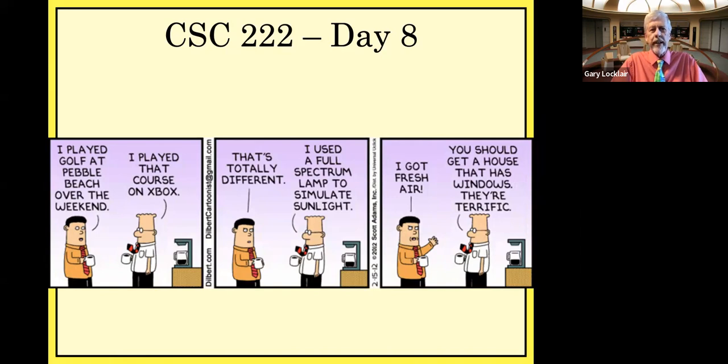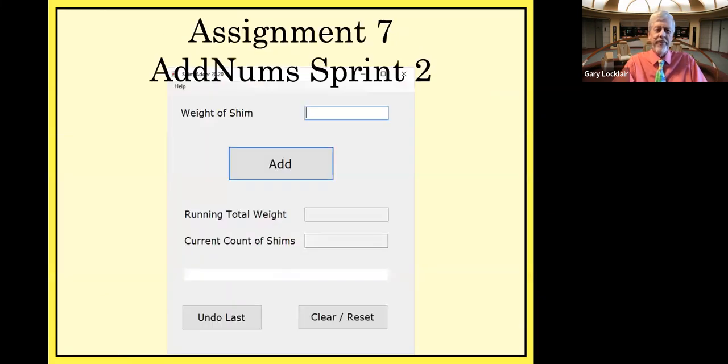I hope that you actually, it was the weekend, right? I couldn't tell. I played golf at Pebble Beach over the weekend. I played that course on Xbox. That's totally different. I used a full spectrum lamp to simulate sunlight. I got fresh air. You should get a house that has windows. They're terrific. Okay, there's something funny about that, I think. Hopefully, it's not too close to home.